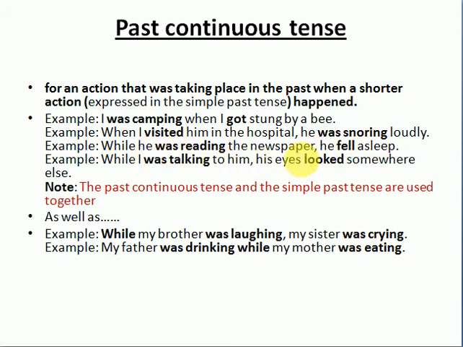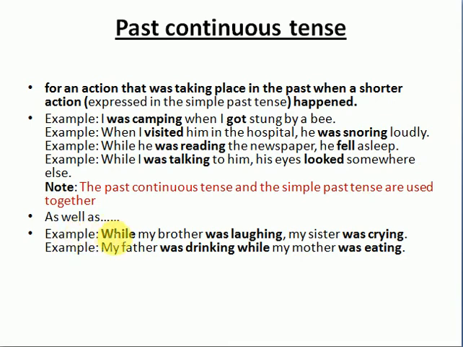While he was reading the newspaper, he fell asleep. So this is what he was doing at that time when this thing happened. Similarly, while I was talking to him, his eyes looked somewhere else. This is what he was doing, and then this thing happened. So past continuous tense and the simple past tense are used together.